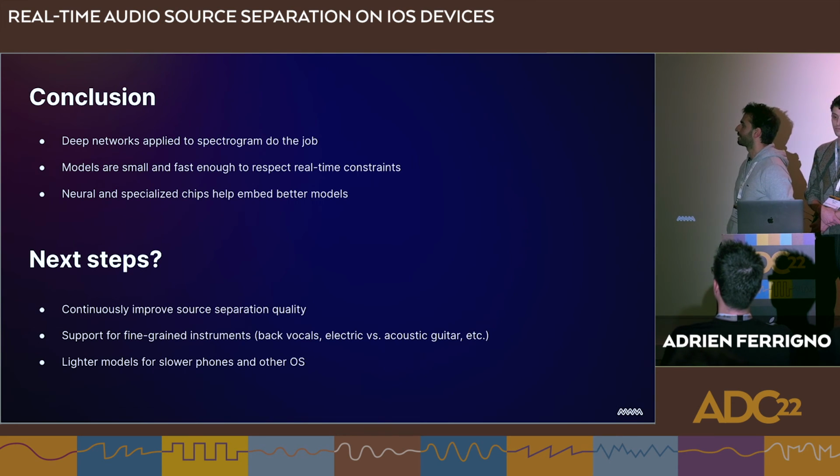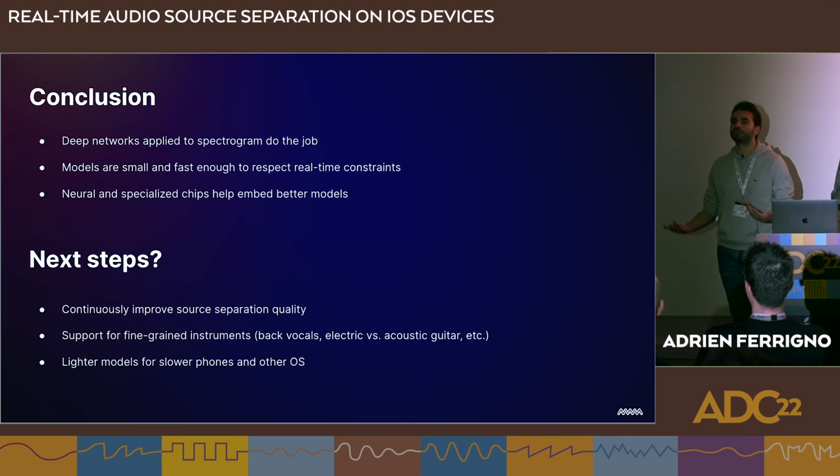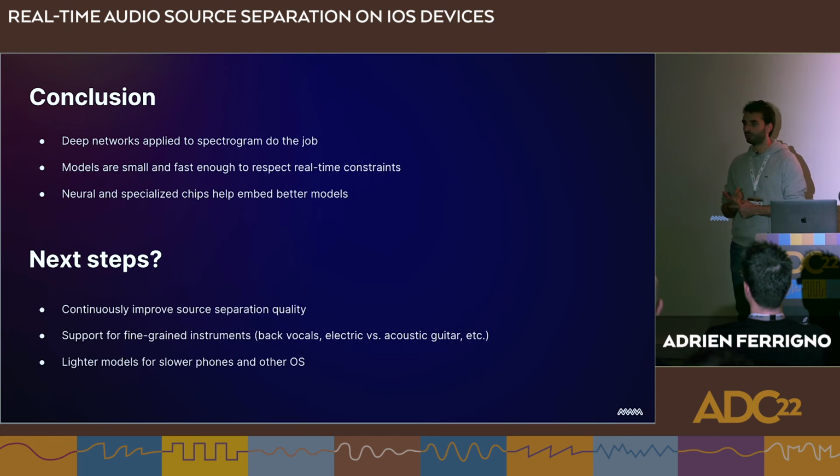And what are the next steps? Of course, we still can improve the quality of the separation, especially, for example, for the bass. We can support more instruments, for example, backing vocals, brass, or other instruments. And we can make lighter models for slower phones and other OS also. The next step would be to integrate it on Android also.